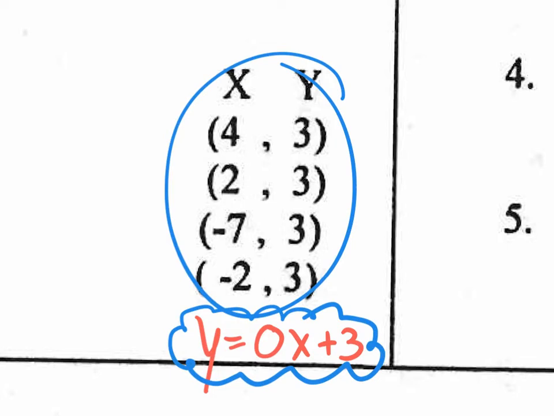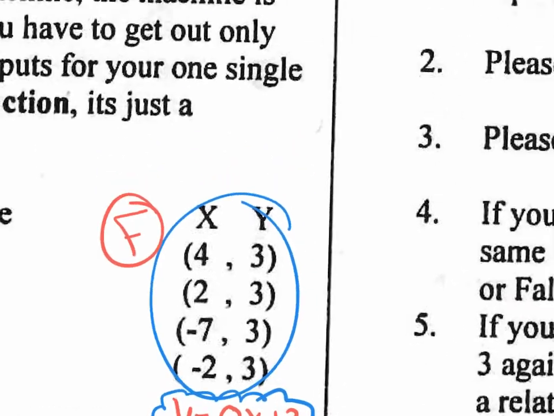But think about it. Plug in 4 right there. 4 times 0, 0 plus 3 will give you the output 3. Plug in 2. 2 times 0, 0 plus 3 will give you the output 3. So this is definitely a function, not a relation. Function, not a relation.